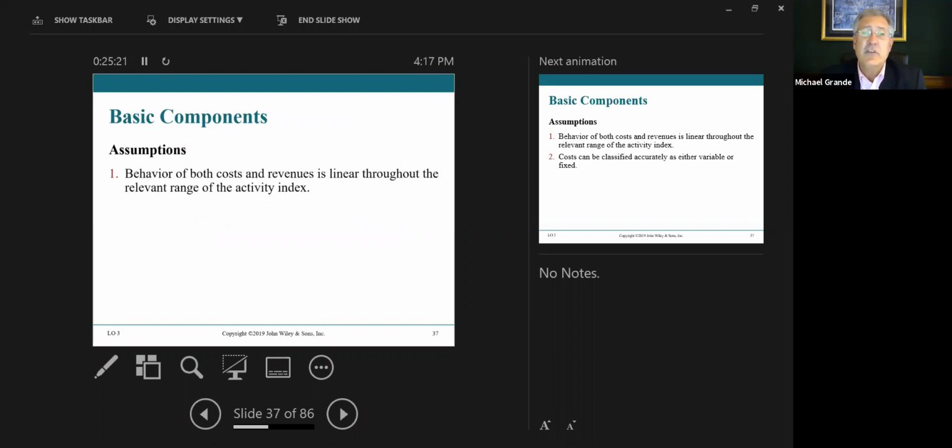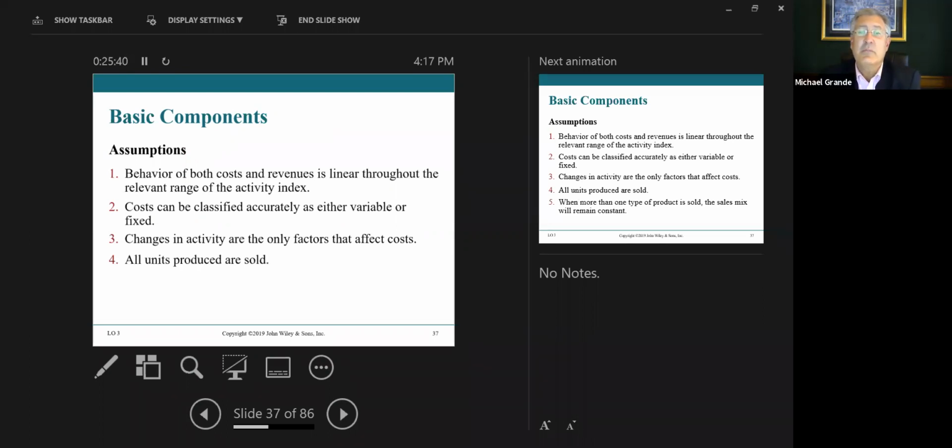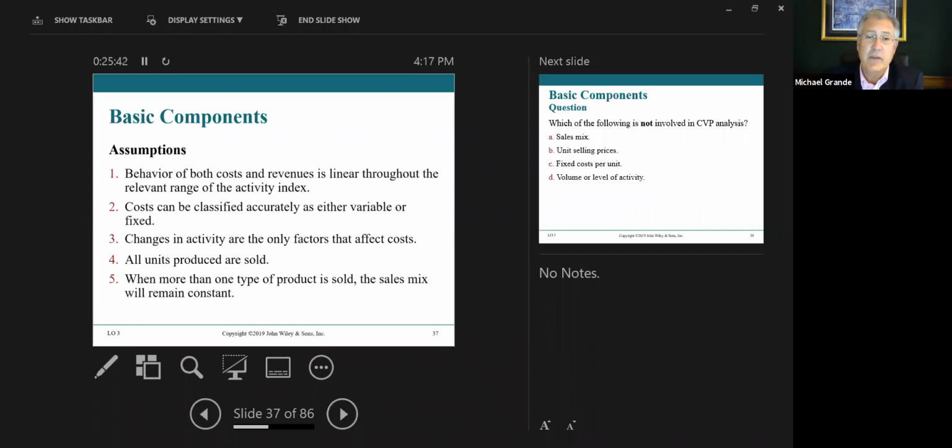The assumptions are that the behavior of both costs and revenues is linear throughout the relevant range of an activity index. Costs can be classified accurately as either variable or fixed. Changes in activity are the only factors that affect costs. And all units produced are sold. When more than one type of product is sold, the sales mix will remain constant.